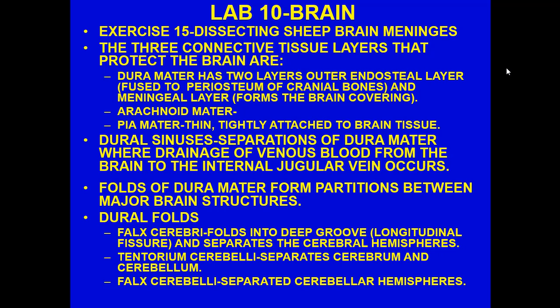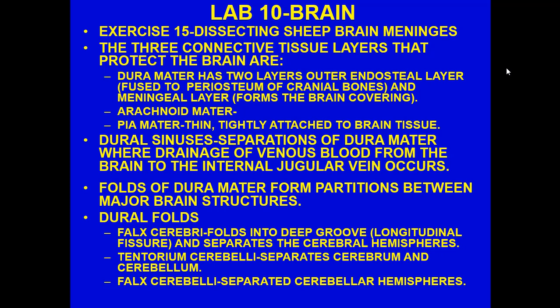And in that spacing also is CSF, cerebral spinal fluid. With pia mater, though, it's thin, but it's very tightly attached to the brain tissue itself. Now, there are also several dural sinuses. These are separations of the dura mater, where drainage of venous blood from the brain to the internal jugular vein occurs. This is kind of important because, hey, if you make too much cerebral spinal fluid, you've got to drain it somewhere. And we're going to talk to you about that drainage.